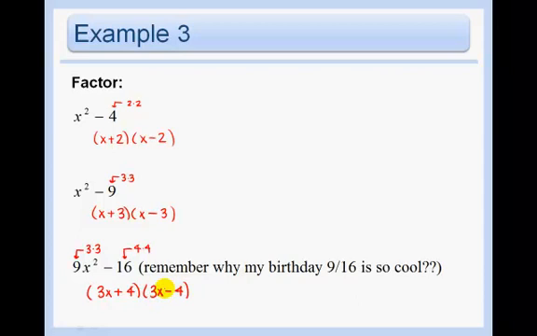So whenever you have these awesome difference of two squared numbers, you have exactly the same thing here and here, but one has a plus sign and the other has a minus. So that's about it for this lesson.